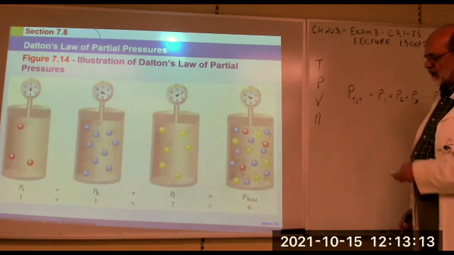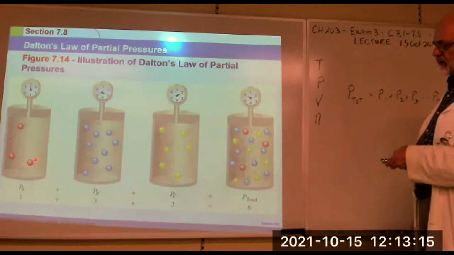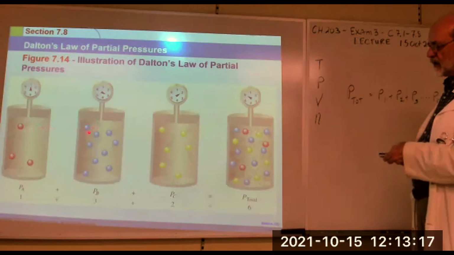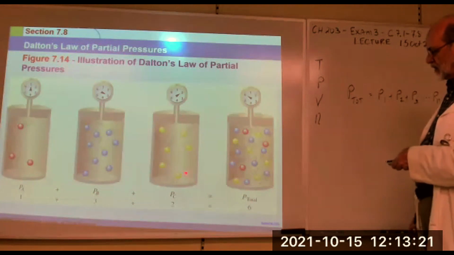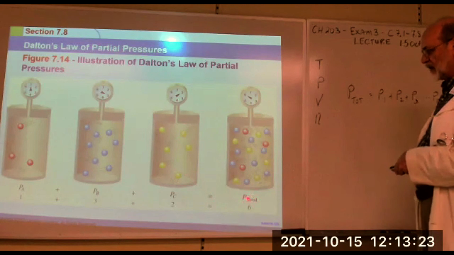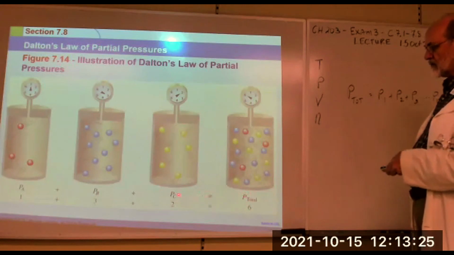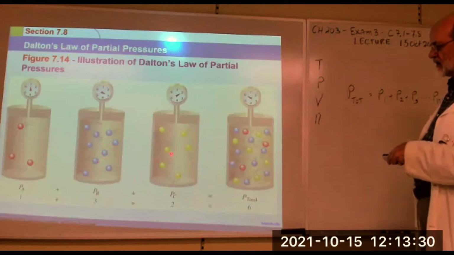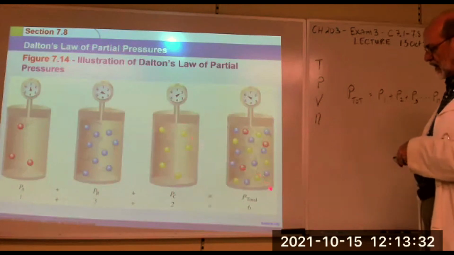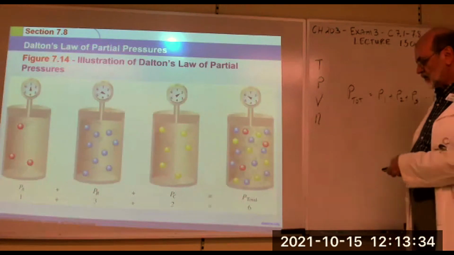So this just illustrates the pressure of this gas would be like 3 units, and this one would be 3, 6, 9 units. This one would be 2, 4, 6 units. Then the total pressure would be, well, I guess, if that's considered 1, then this is 3 times as much, and this is twice as much. Okay, so total is 6 times.